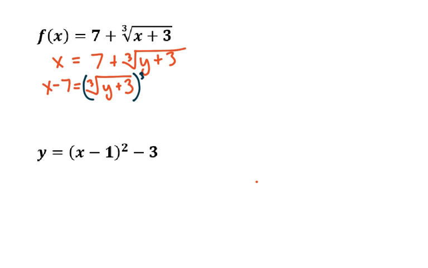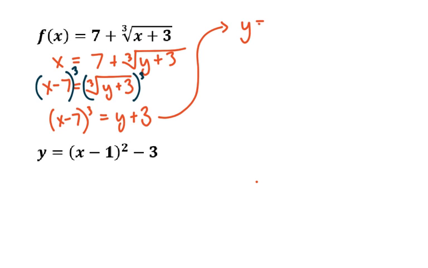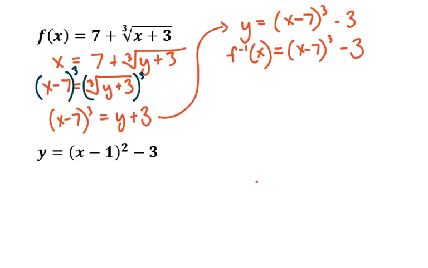If we cube the cubed root of y plus 3, that exponent and that radical are going to cancel out. But whatever we do to one side of our function, we must also do to the other side. That is going to leave us with x minus 7 cubed equals y plus 3. So the last thing that we want to do is subtract 3 from both sides, which will give us y equals x minus 7 cubed minus 3. And if we want to use our correct notation, we would say f to the negative 1 of x, or the inverse of f of x, equals x minus 7 cubed minus 3.